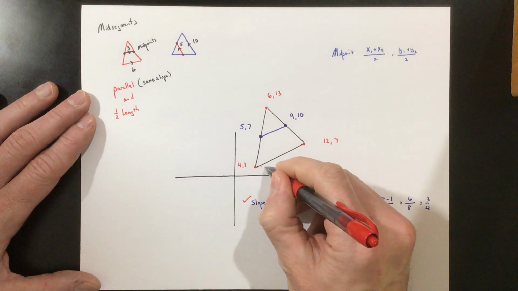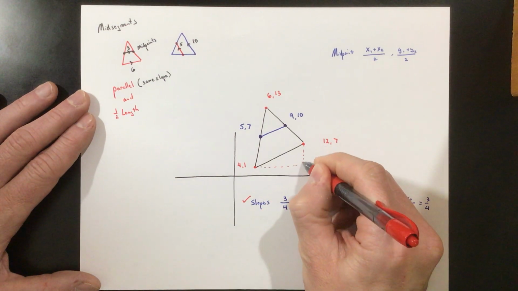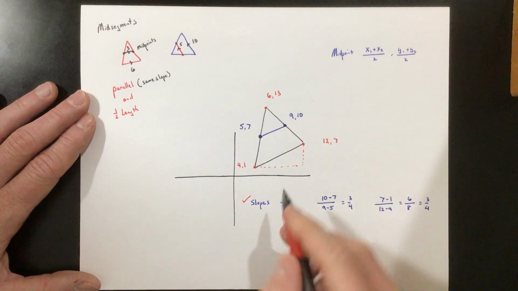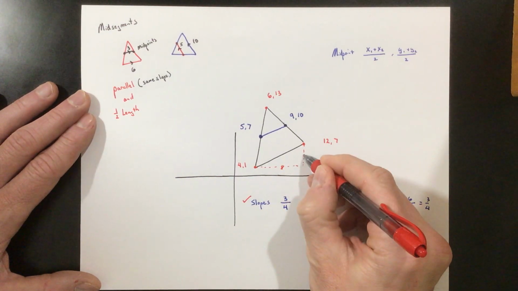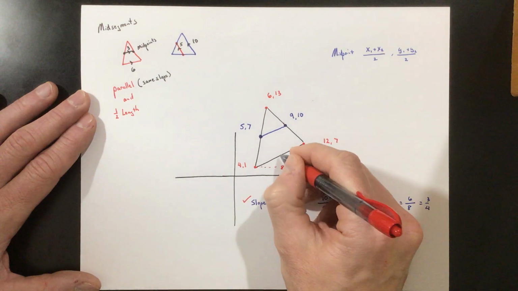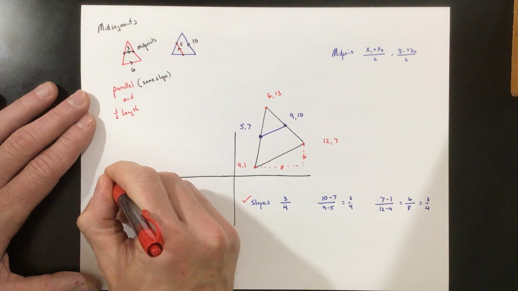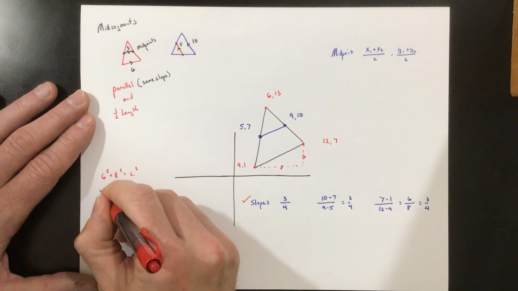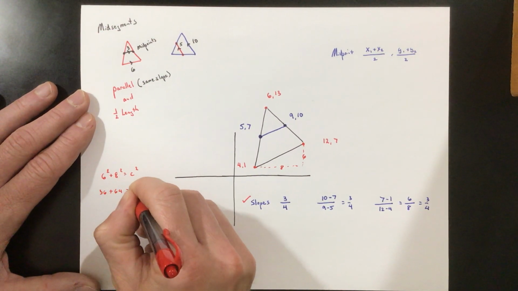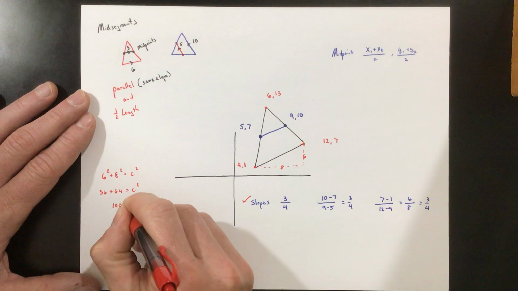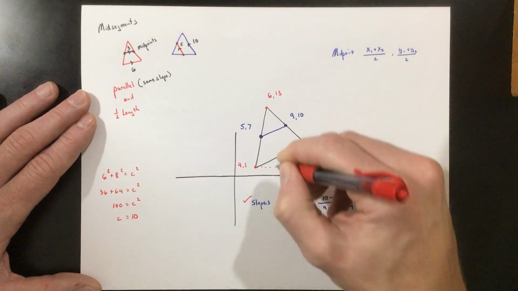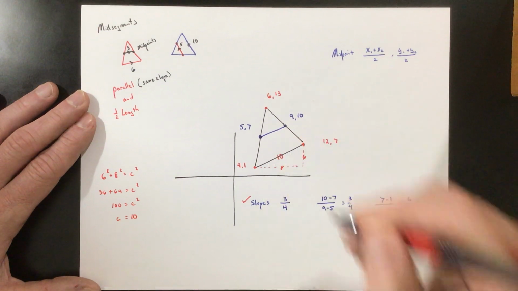So this guy, I already decided, it's very similar to the slope, right? This was 8 over and 6 up. So then this guy's length, 6 squared plus 8 squared equals c squared. That's 36 plus 64 equals c squared. That's 100 equals c squared. And so c is equal to 10, meaning this is 10.